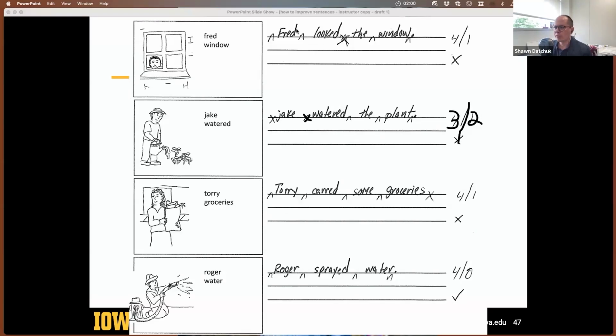So on this first one, Fred looked the window. It started with a capital F, so I gave him a point between Fred and looked. That makes sense. After looked, something's missing here. I'm not quite sure what. It's probably Fred looked at the window, but the chain is now broken. So there's an X in between looked and the. Between the and window makes sense. And they also get a point for ending with an end punctuation mark. So at least for this, I had a score of 4-1. Here we have Jake. Jake watered the plant, and this is where it gets tricky.